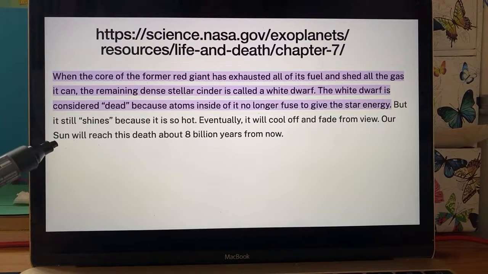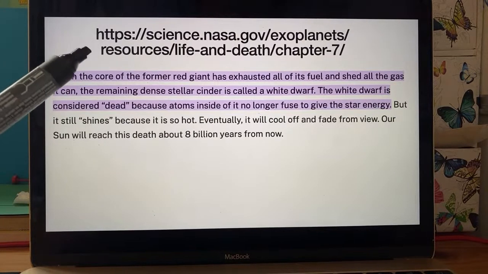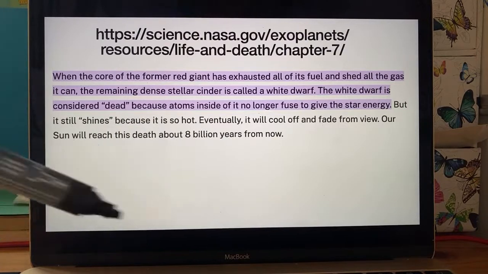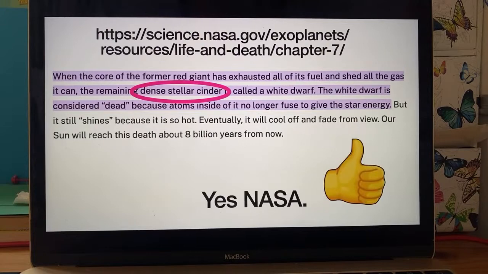So in 5 billion years, the sun is going to stop being a nice, healthy, middle-aged star and start to die. It's going to become a red dwarf, a red giant. And about 8 billion years from now, even the red giant is going to run out of fuel, and you're just going to have this thing that NASA call a dense stellar cinder. What a beautiful, beautiful phrase. Yes, NASA. Called a white dwarf.